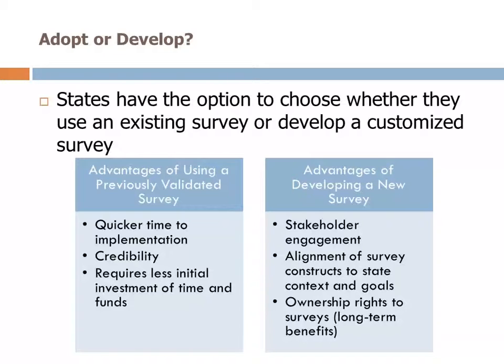The second piece is thinking about the alignment to what your state context and goals are. Sometimes there's a matching process of, well, this is what we want to measure, and here are the instruments that are out there. And there's never going to be an exact fit. You can kind of go with things that will be passable and the best fit possible. But if you really want to start with your values, start with a set of standards, start with a set of priorities, it really is helpful to have an exact match to go through this development, which I'll talk about. And the other part is ownership rights.